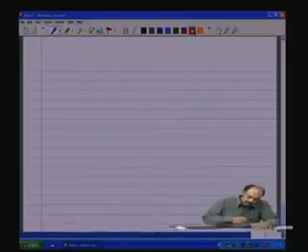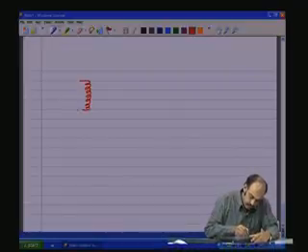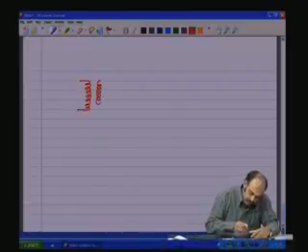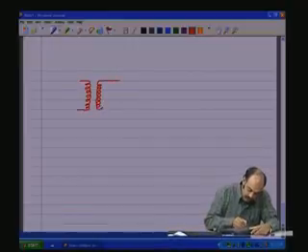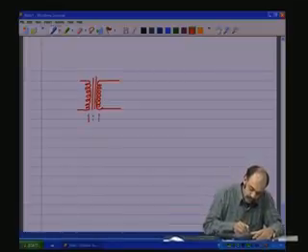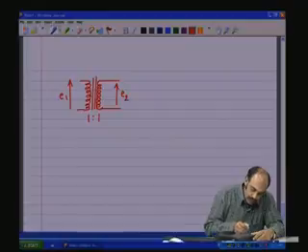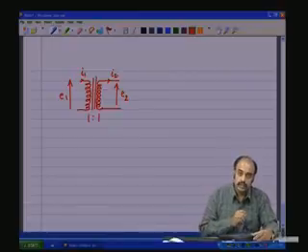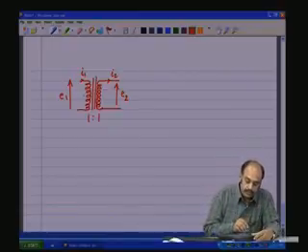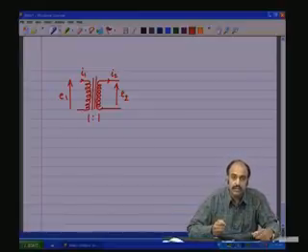And if one writes the symbol with an equal number of turns as shown here, then such a transformer is a 1:1 transformer. This is the primary E1, this is the secondary E2, the primary current I1, the secondary current I2. This is a 1:1 transformer. The secondary voltage E2 is the same as the primary voltage E1.